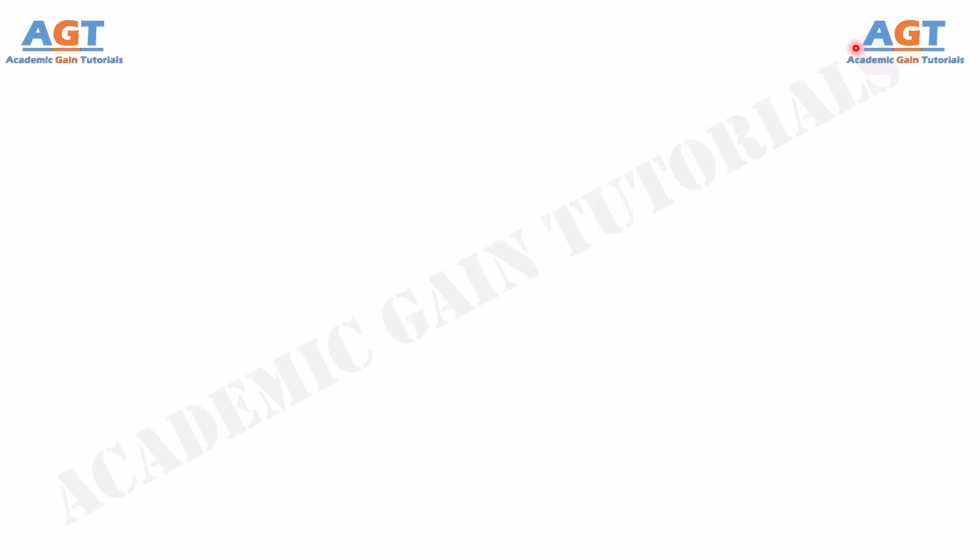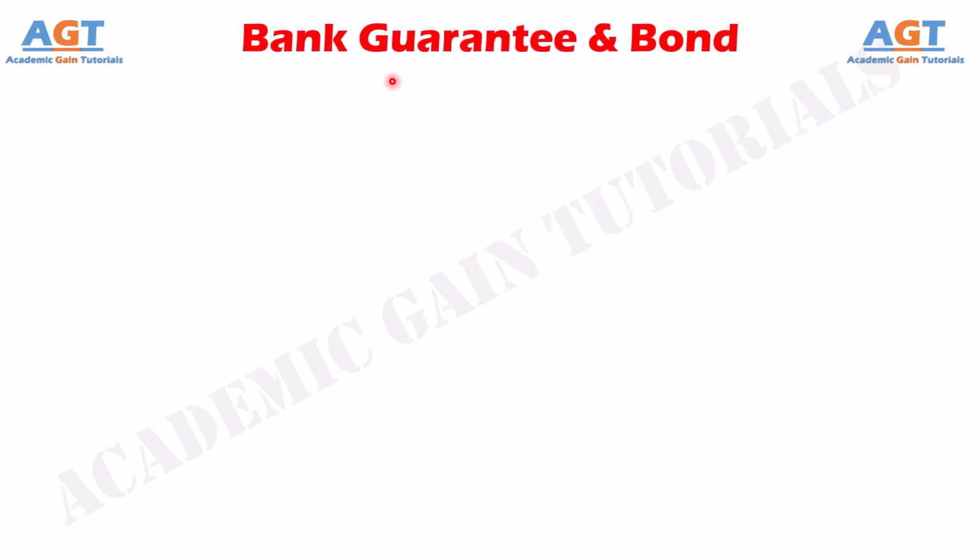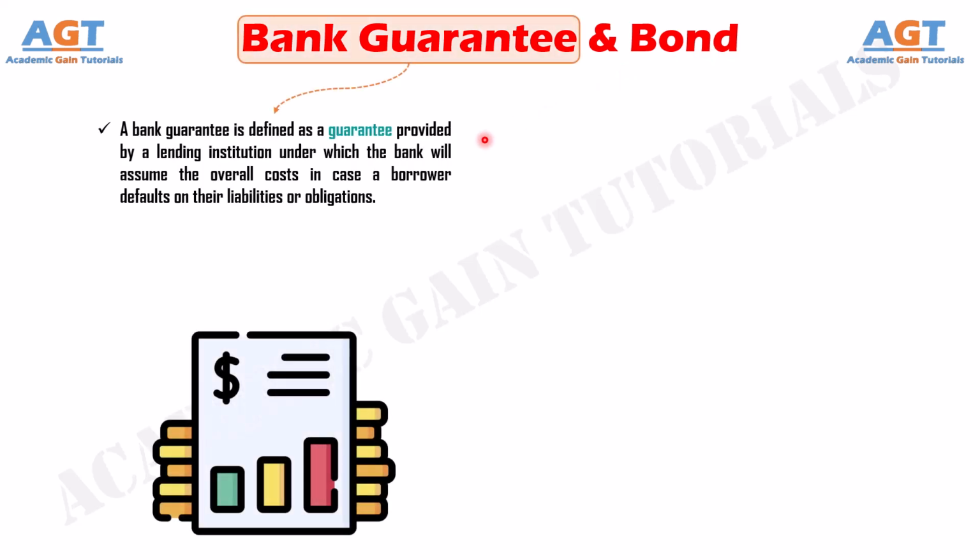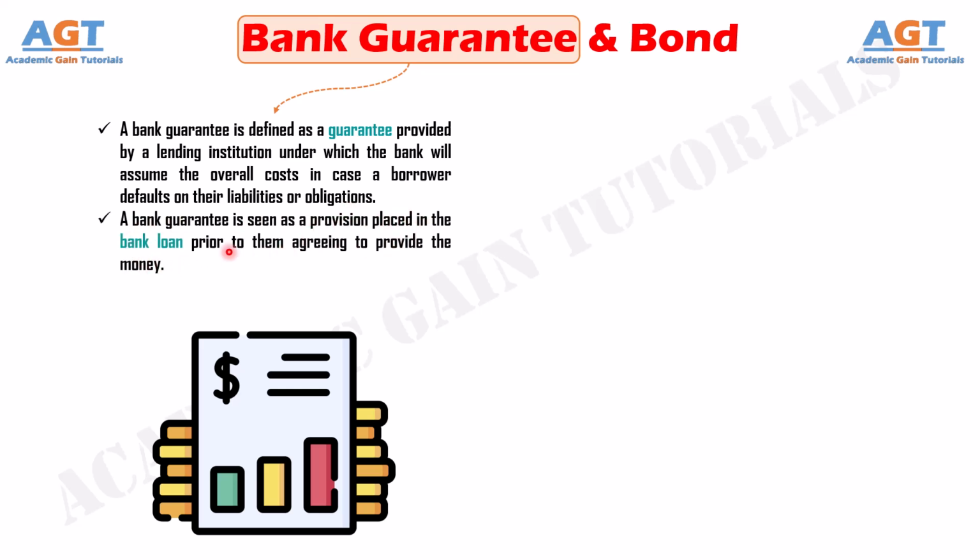In this video, we will look into the differences between bank guarantee and bond. A bank guarantee is defined as a guarantee provided by a lending institution under which the bank will assume the overall costs in case a borrower defaults on their liabilities or obligations. A bank guarantee is seen as a provision placed in the bank loan prior to them agreeing to provide the money. The bank will also charge a fee for providing the guarantee.